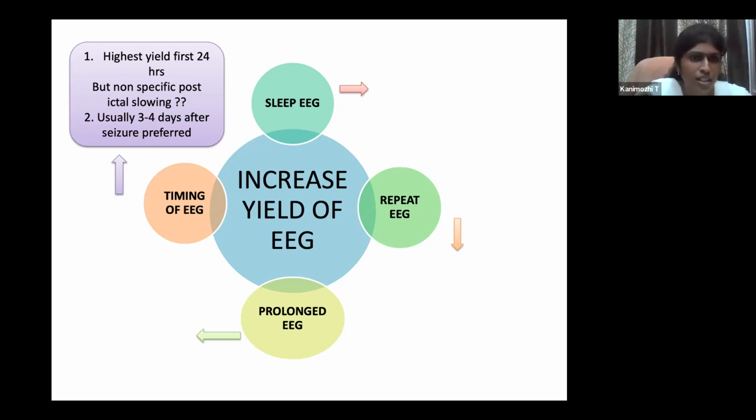But one important drawback is that there is usually a non-specific post-ictal slowing associated in the first 24 to 48 hours. So usually after 3 to 4 days, we can do the EEG. It may not have this post-ictal slowing, but we have to do it as early as reasonably possible.